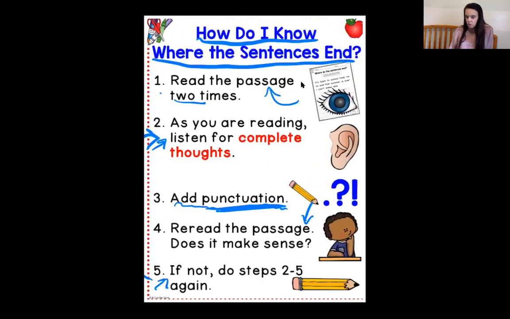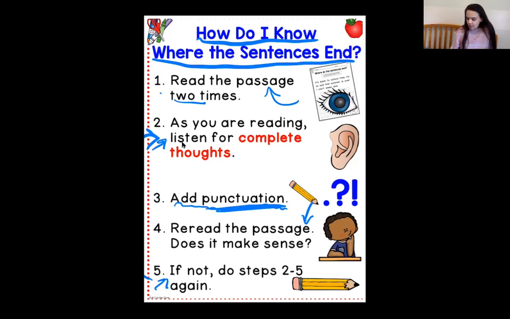You read the passage 2 times. As you are reading, you listen for complete thoughts. You go back and you add punctuation and capitalization. You reread the passage and ask, does it make sense? And if it doesn't, you go back up to number 2 and you check it again, okay, friends?